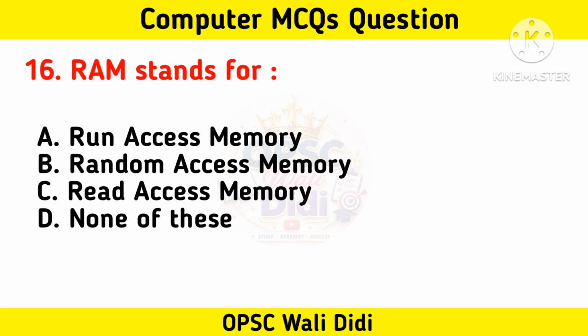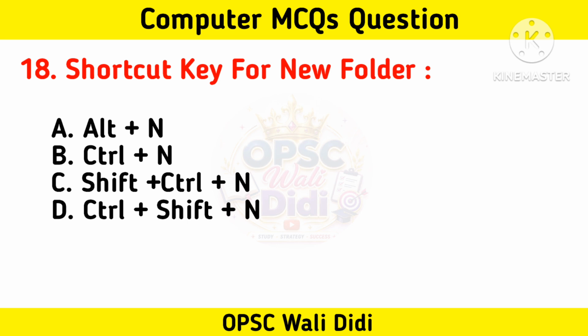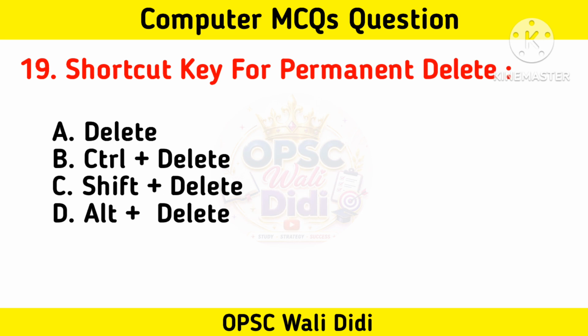RAM stands for. The correct answer is random access memory. Which are used in first generation of computer? The correct answer is vacuum tube. Shortcut key for new folder. The correct answer is Ctrl plus Shift plus N. Shortcut key for permanent delete. The correct answer is Shift plus Delete.